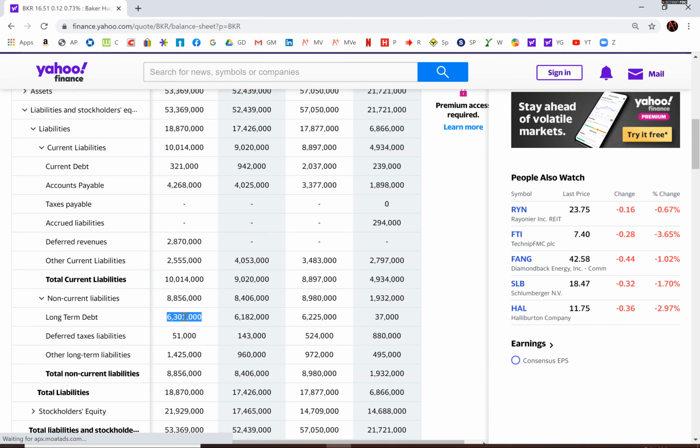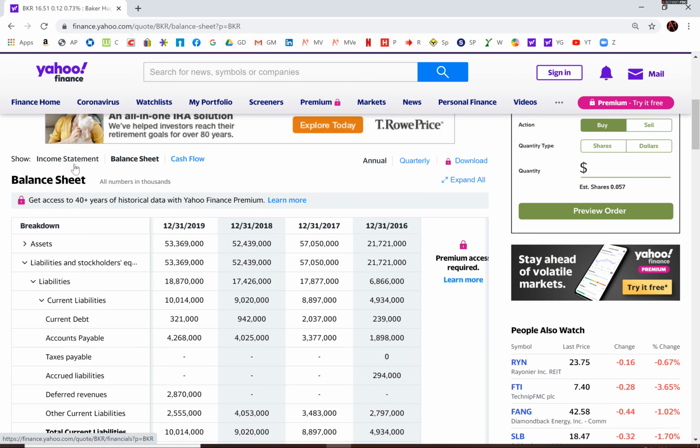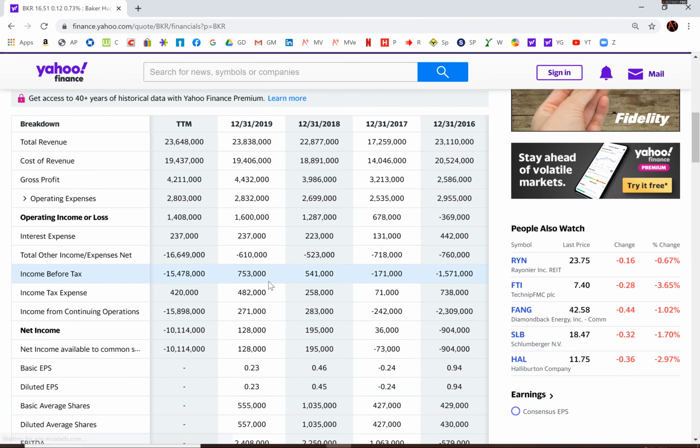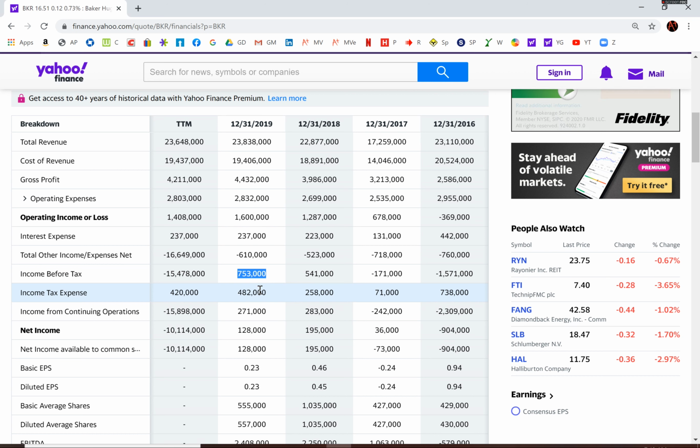And now we need to figure out the effective tax rate because interest payments on debt are tax deductible. So we have to reduce taxes. So let's see their income before tax. So that looks wrong because their income before tax in 2019 was 750 million and their taxes were 480 million. So that indicates a really high tax rate. Let's go to the prior year. They're all kind of funky. They just don't make sense.